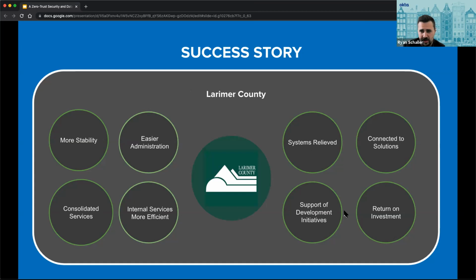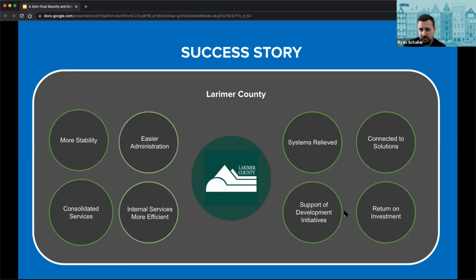The other county that I'd like to highlight is Larimer County in Colorado. With Okta and Auth0, they were able to support development initiatives as well as their staff. Their staff, again, had a lot of challenges when it comes to administering the systems. What you'll see in some of the tips of what to look for is their data was also dispersed as well. So you have multiple repositories of where users are living.